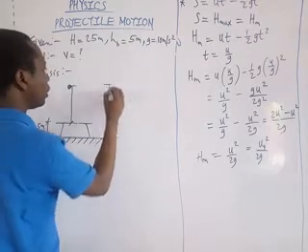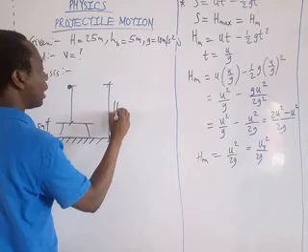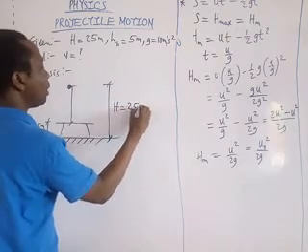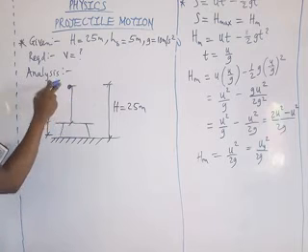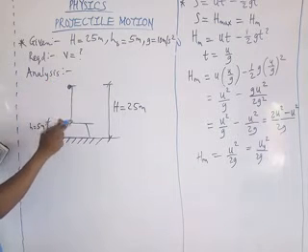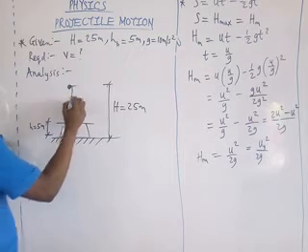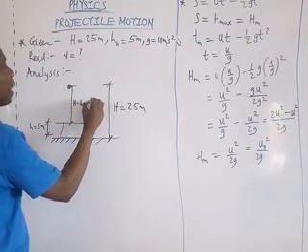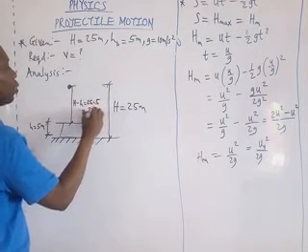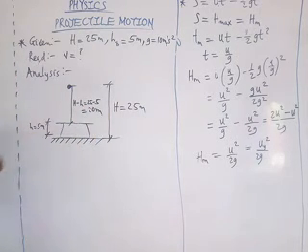The height of the object to the ground is given as 25 meters. But our interest is the height of the body to the roof. So this is H minus h, and that is 25 minus 5. That will give us 20 meters. So it is this 20 meters we actually want to use to determine our velocity.